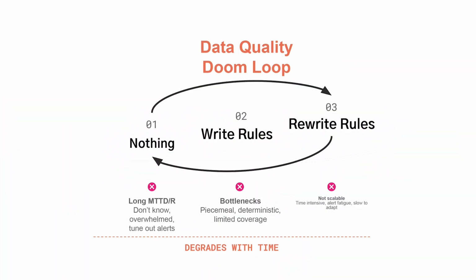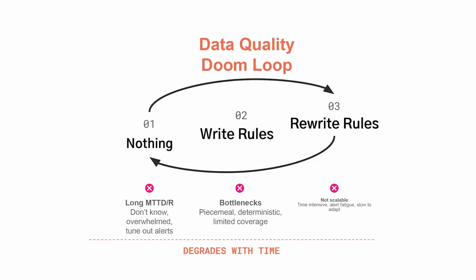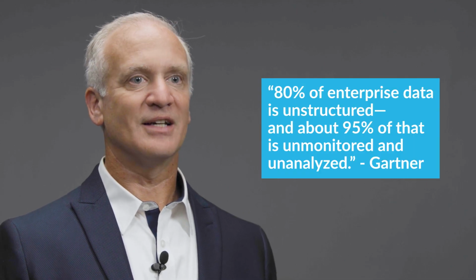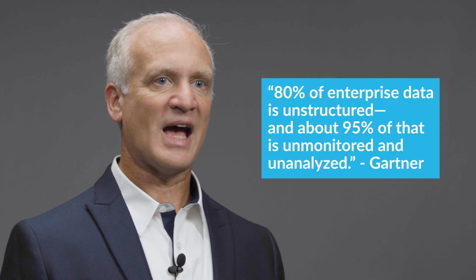I see two primary challenges. First, historically, data teams wrote manual quality rules to sanity check their most important structured data tables, which takes time and money to build and maintain, and it only finds data quality issues that you know to look for. Second, most data quality tools are only built for tabular structured data. But Gartner says that 80% of enterprise data is unstructured, and about 95% of that is unmonitored and unanalyzed. Now that's a gap that you feel the moment you try to launch an AI use case, onboard some new documents, or answer to a regulator.